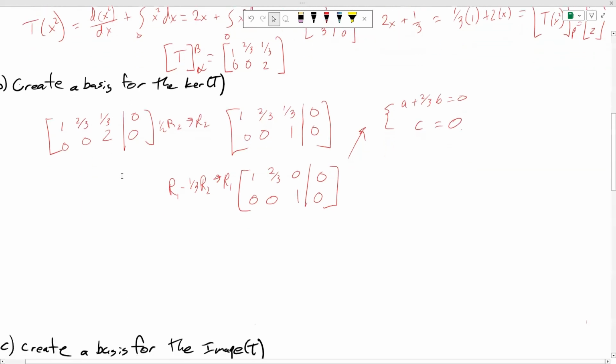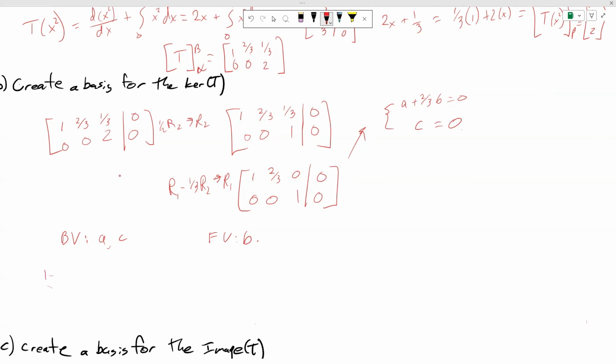Now, what are our basic variables and our free variables? My basic variables are going to be A and C, well, not B, C, and my free variable is going to be B. Okay. So now, when we have this expression, I want to create the solution space.